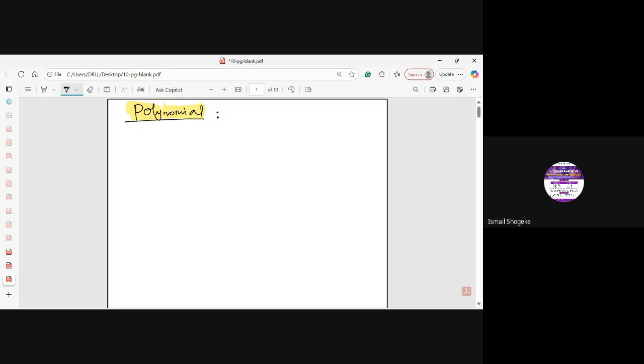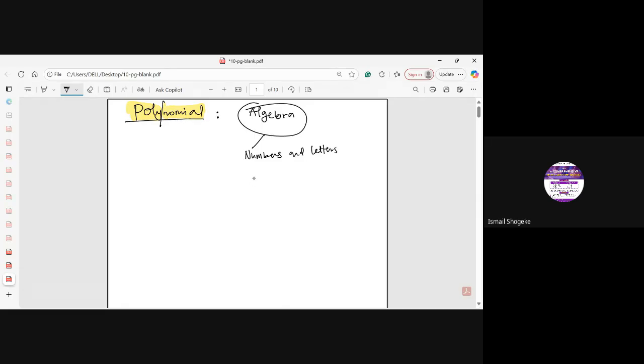So a nomial is a mathematical term that refers to an algebraic expression made up of numbers and variables, combined using multiplication, divisions, and powers with non-negative integers. So nomial is just from the word name. So polynomial is an aspect of algebra. And when we say algebra is an aspect of mathematics that deals with numbers and letters.